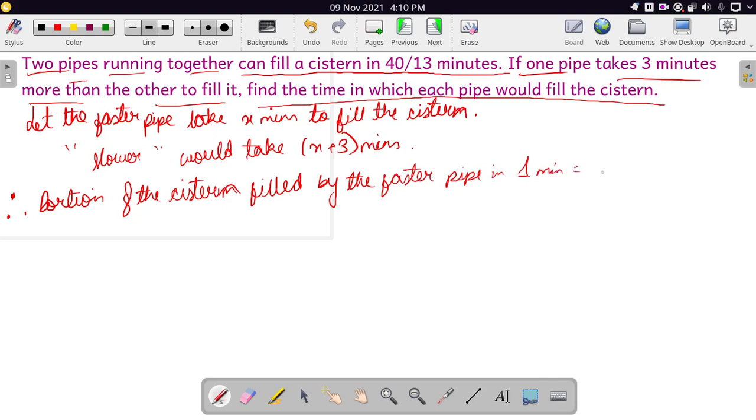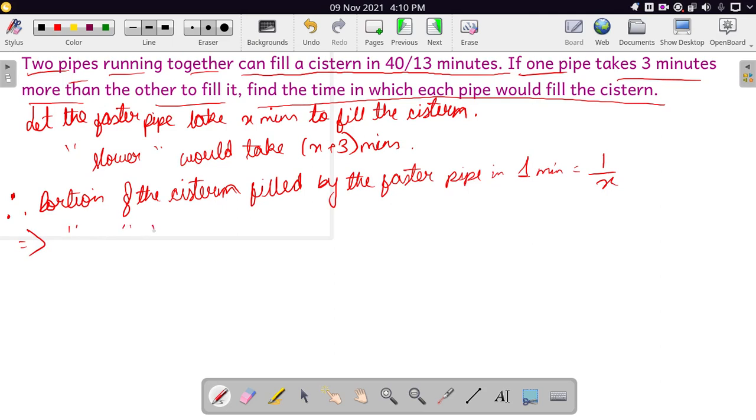1 by x, very easy. x is basically the time it's taking. So the portion that it will fill, we can simply assume it to be that speed-distance thing. It is taking the time of 1 minute, and in 1 minute it's 1 by x, right? If the faster pipe is taking x minutes, it's 1 by x. Now for the portion of this we need to apply simply the unitary method.